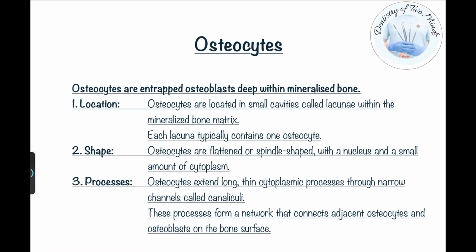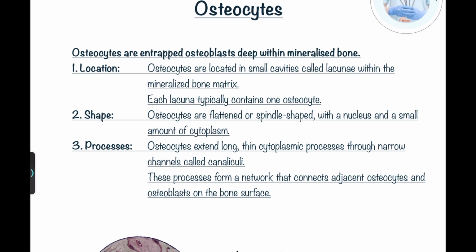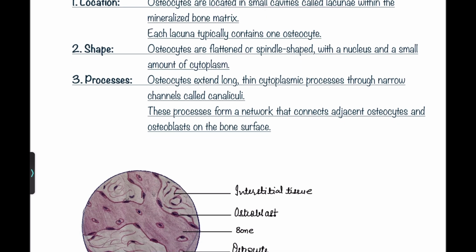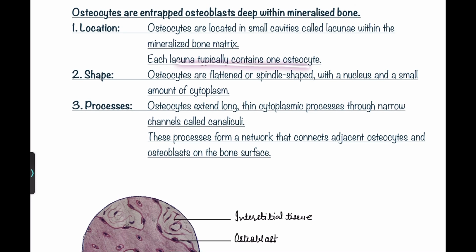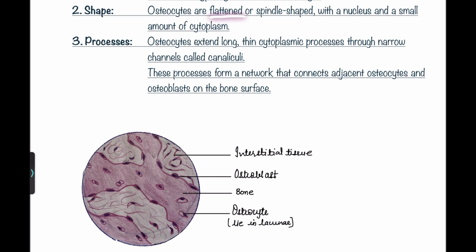Coming to the next cell, osteocytes. Osteocytes are osteoblasts that become trapped within the mineralized bone matrix. Osteocytes are located in small cavities called lacunae within the mineralized bone matrix. Each lacuna typically contains one osteocyte. Osteocytes are flat, spindle shaped with a small nucleus and minimal cytoplasm. Osteocytes extend cytoplasmic processes through canaliculi to connect with adjacent osteocytes and osteoblasts.